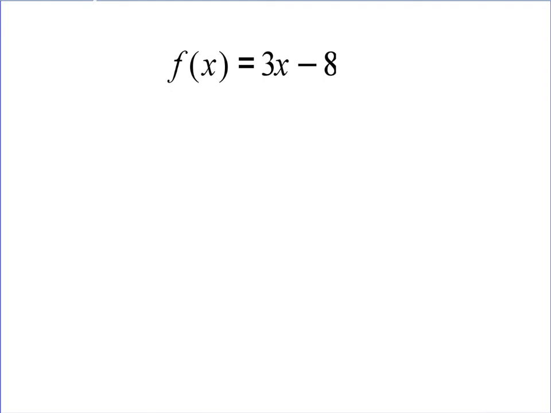We would read this as f of x equals 3x minus 8. Okay, that's what it would look like written out, and that's how you would read it if you were talking about it in class. You would read this as f of x. Okay, so f is just the name of the function. We can call a function f of x, g of x, h of x. We can use really any letter we want. A lot of the time you're going to see f. So this is the name of this function. This is function f.